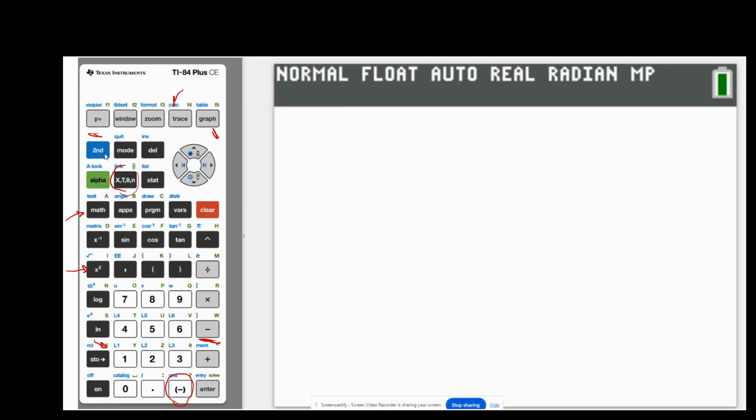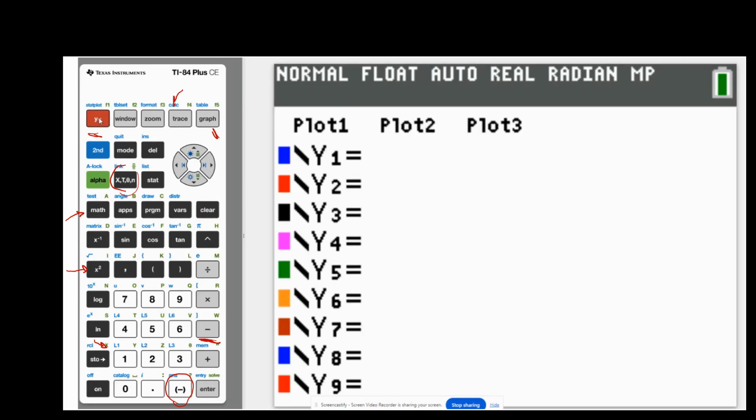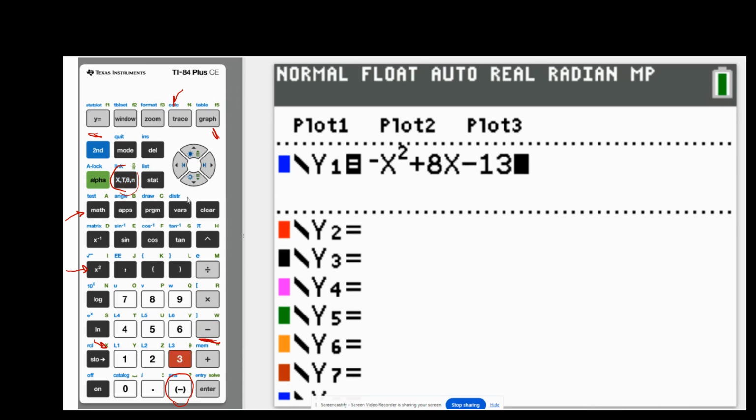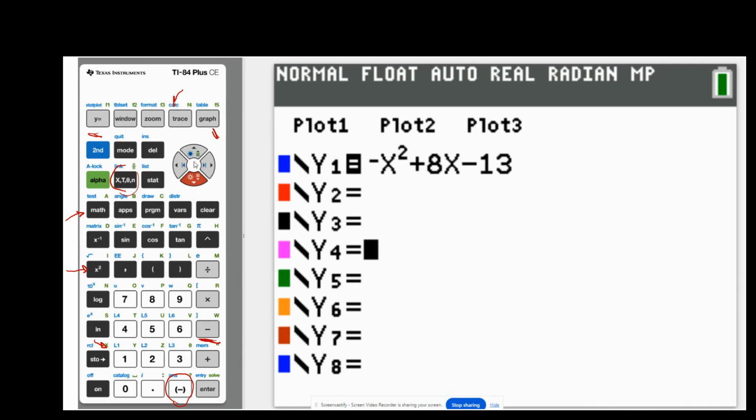All right. So to enter the equations, we're going to go up to that y equals, and then we can just type it in. We have negative x squared plus 8x minus 13. So you can see the buttons I'm pressing. As I press them, they light up. And we can go down. This program jumps down a little bit. So I went back up to y2.